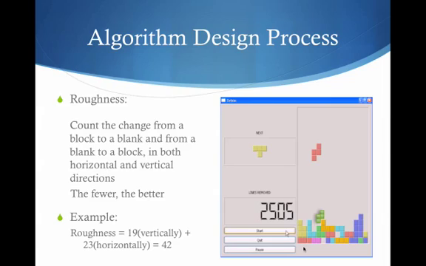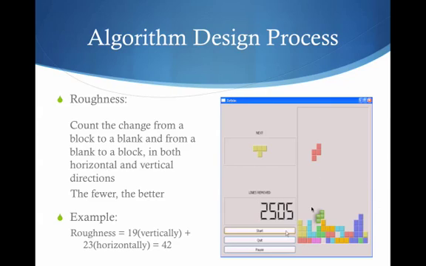This slide explains how the roughness is counted. For roughness, I examine the pile after a mock placement and count the change from a block to a blank or from a blank to a block in both horizontal and vertical directions. Roughness can measure how well a piece can fit the pile as well as emphasize more on the holes. So obviously, the fewer the roughness is, the better the placement is. Let's go through an example to see how roughness is counted.